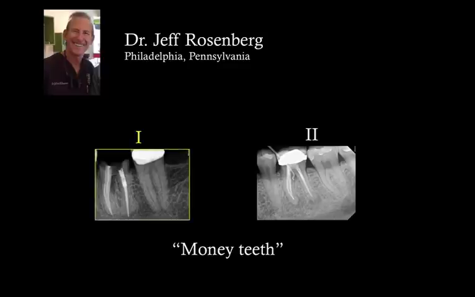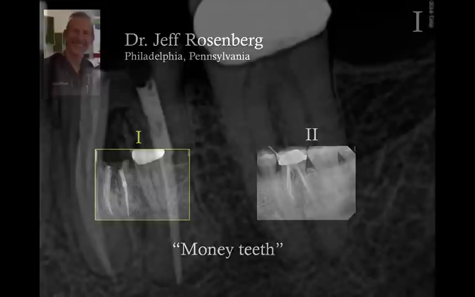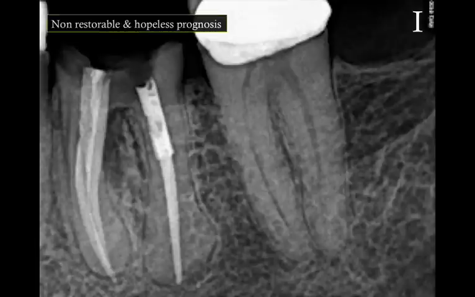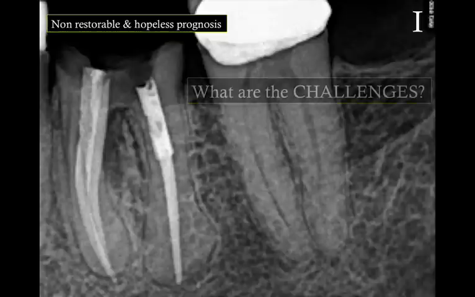So I'm going to start with money tooth number 1. It's a lower first molar on the left-hand side, tooth number 19 or number 36. It's obviously non-restorable and has a hopeless prognosis, and the plan is to extract and replace it with an implant.